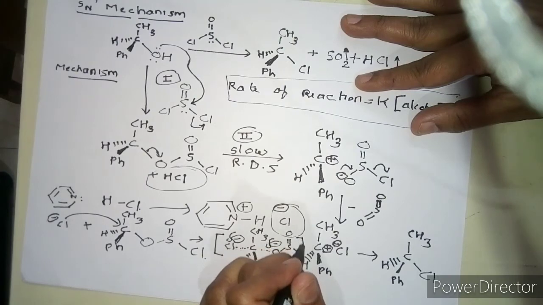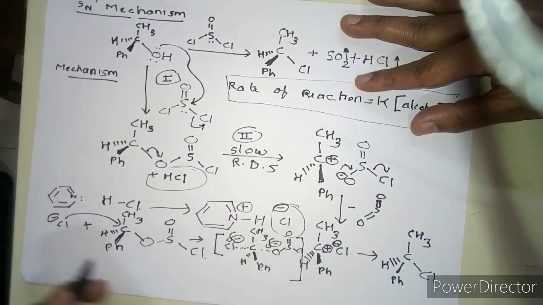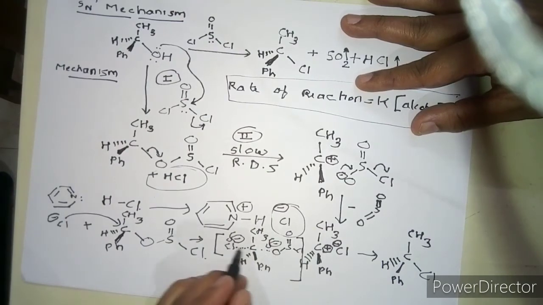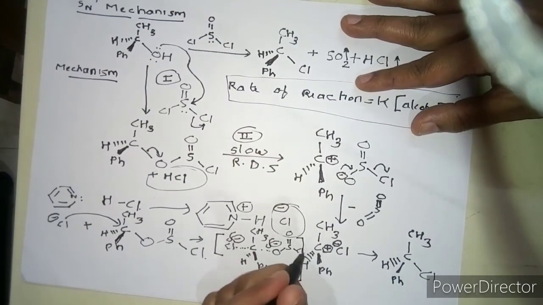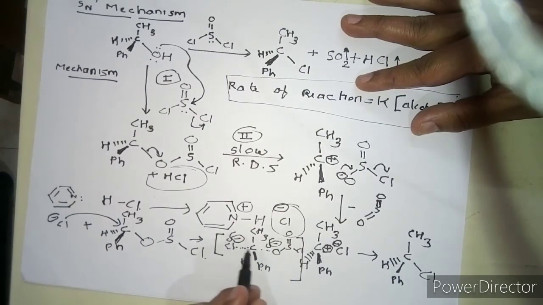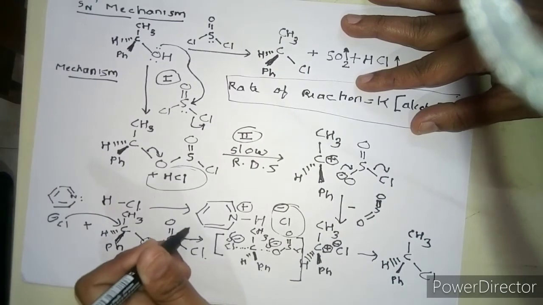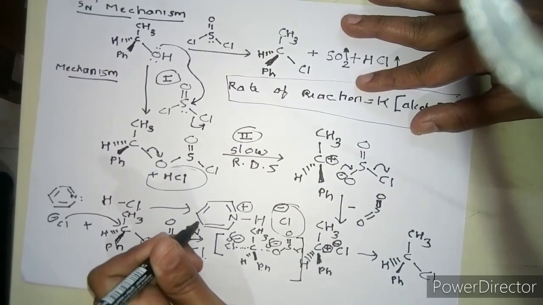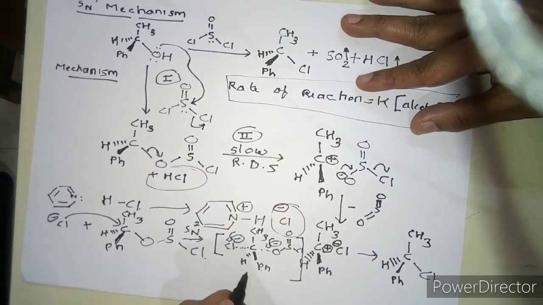If you observe here, this attack takes place from the back side, and this Cl minus ion and this O minus, they are collinear. This is the leaving group, O minus S double bond O Cl, and this Cl, they are collinear, and these three groups are in one plane, as in the SN2 mechanism. This is SN2.